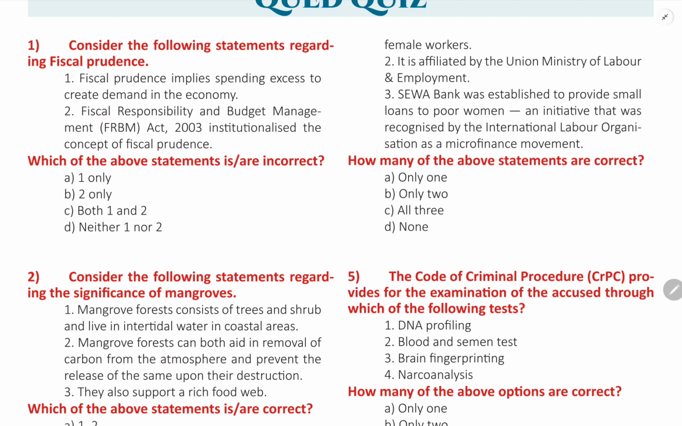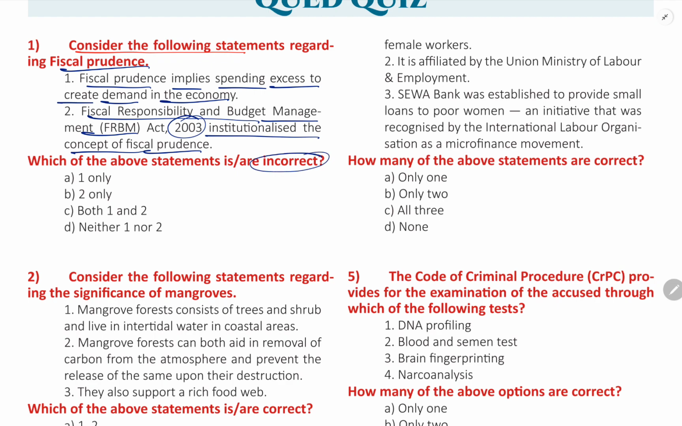Next, consider the following statements regarding fiscal prudence. The first statement says that fiscal prudence implies spending in excess to create demand in the economy. The Fiscal Responsibility and Budget Management Act, that is the FRBM Act of 2003, institutionalized the concept of fiscal prudence. Now, which one of the following statements is incorrect?